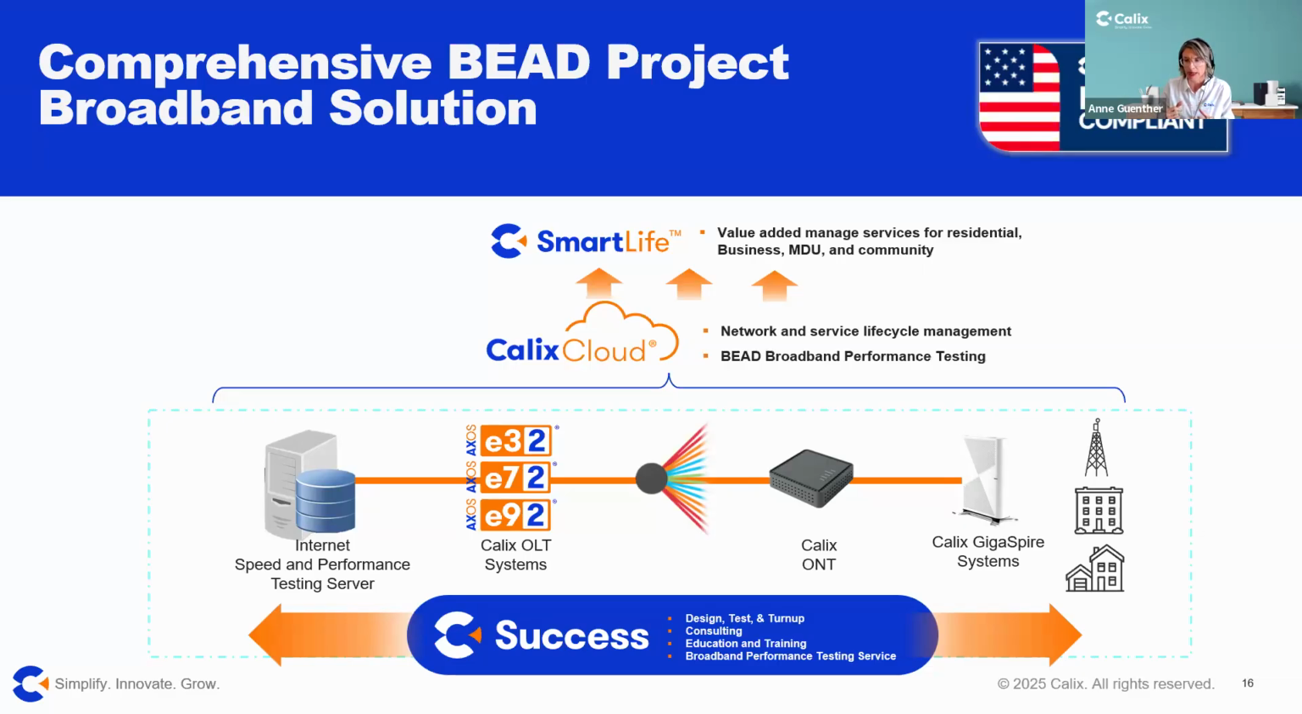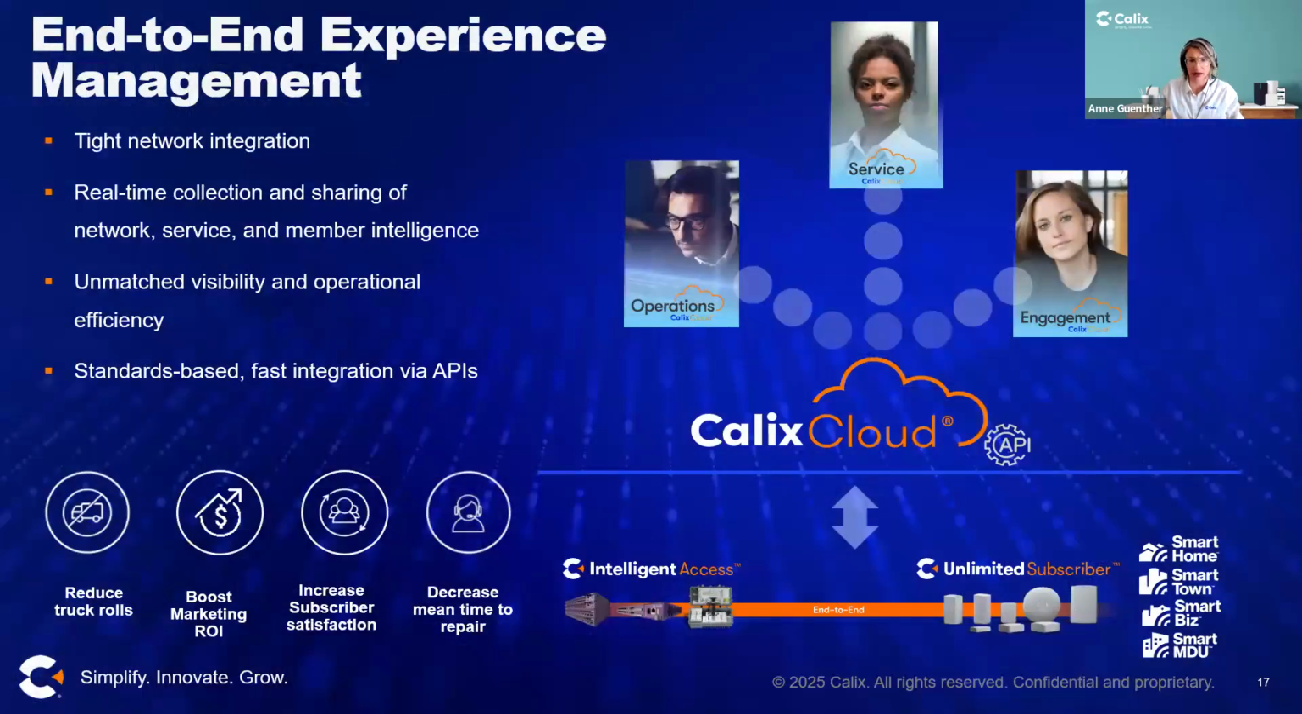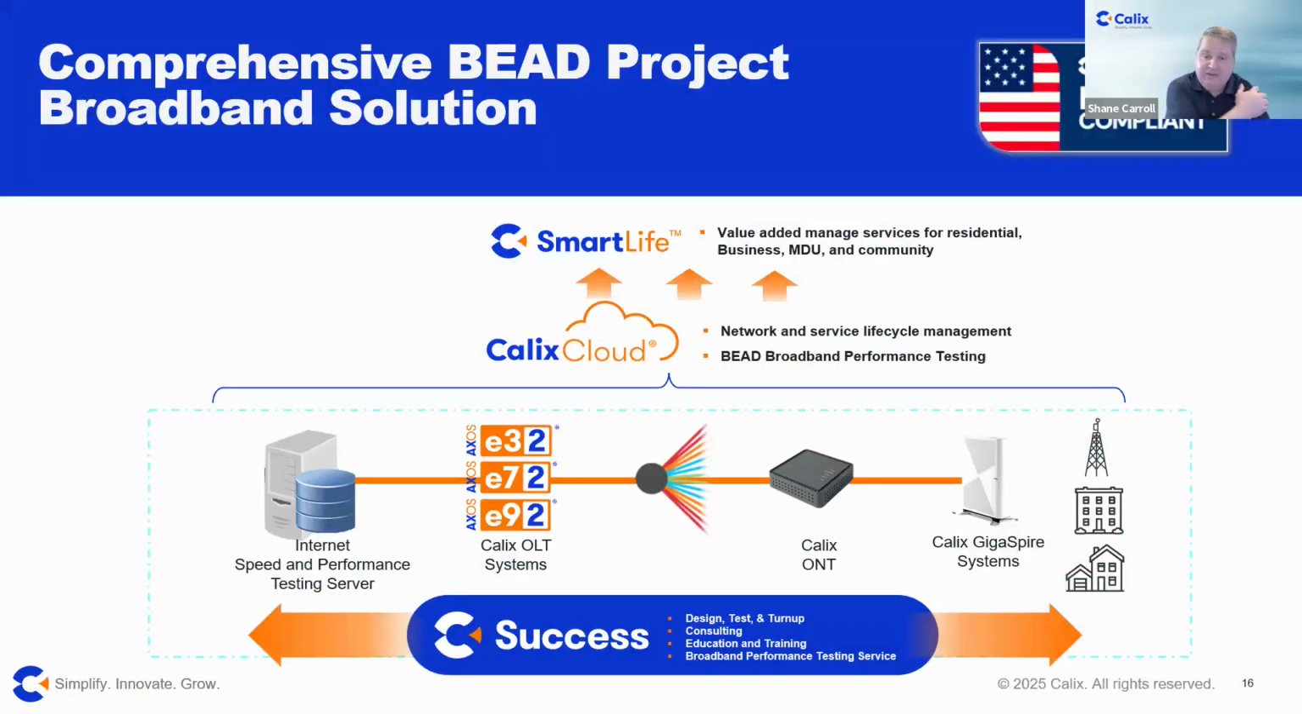Now, as we go to the next slide, Shane, I would just like to mention, I see the slides up there with Calix ONT and Calix Gigaspires and all of the Calix systems. Does this only run on Calix ONTs and fibers? No, it runs on more. Would you like to expand upon that? Sure. I guess I led to my own question.